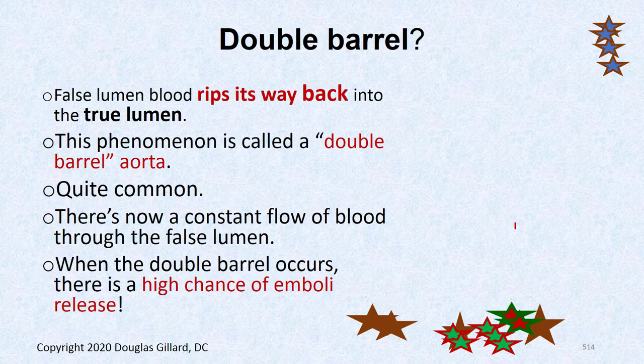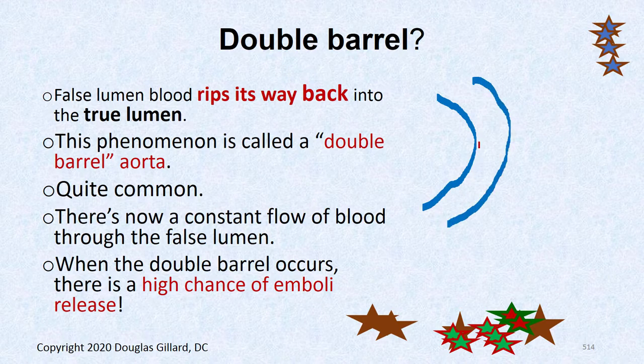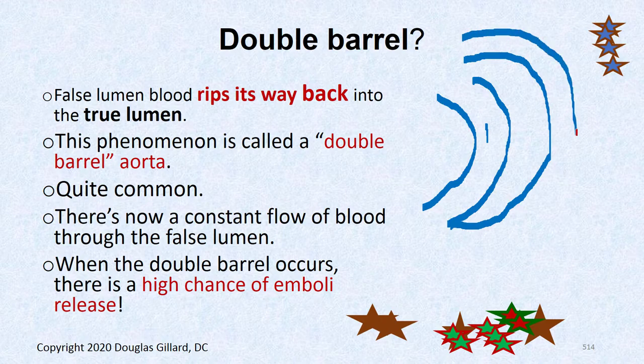But double barrel, so the false lumen can rip its way all the way back into the true lumen. And that actually happens more often than not. It's fairly common. And that phenomenon is called a double barrel aorta. Now there's a constant flow of blood through the true lumen and the false lumen. It's just kind of like a river, right? If you're going canoeing and there's the main river stream and there's your canoe, but maybe up here there's another little pathway, but then it rips back in over here. Another canoe could go that way. And so that's kind of what a double barrel is.